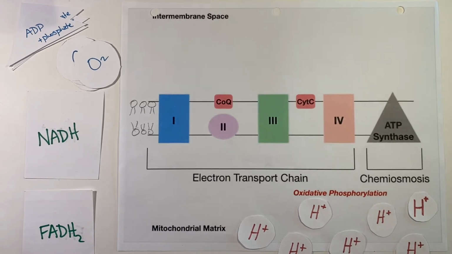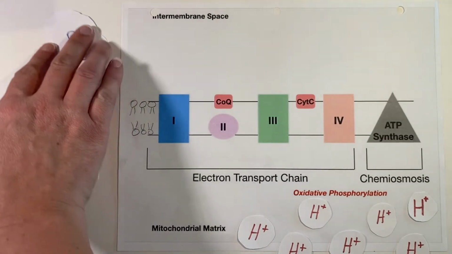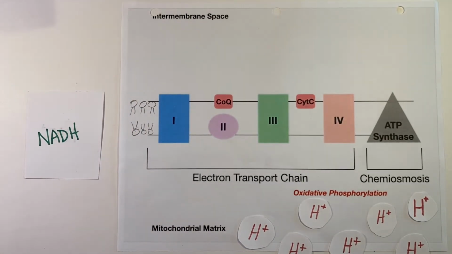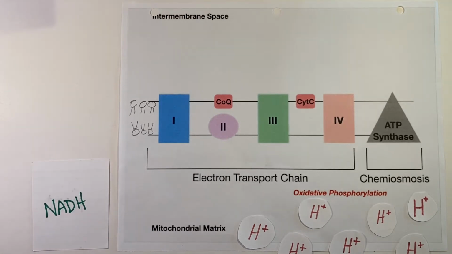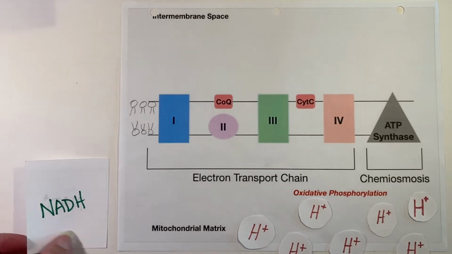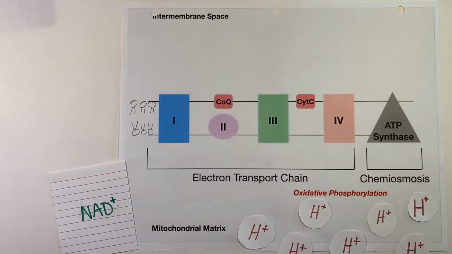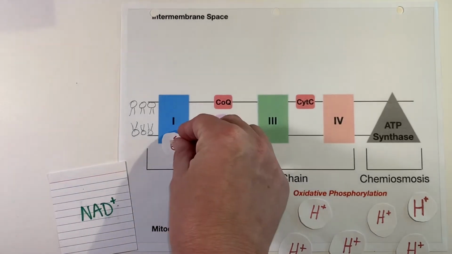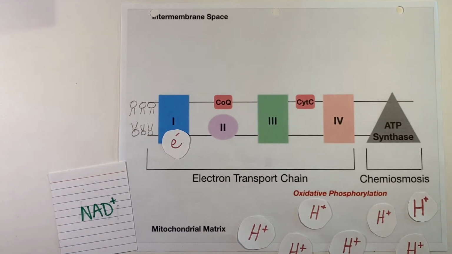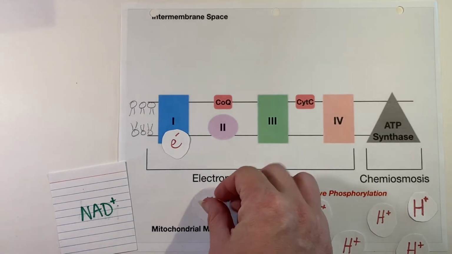So now that you know where we are in the cell, in the mitochondria specifically, and you know what all of our major players are, let's see if we can't walk through this game here. So first of all, after the Krebs cycle, along comes NADH. It gives up one of its electrons to energize protein complex 1. And it gives up a hydrogen at the same time.